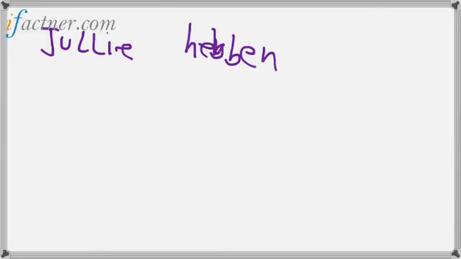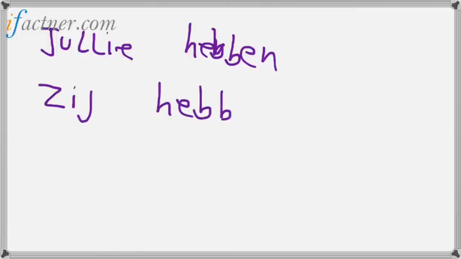And then with plurals we have Juli hebben, you people have. It's Juli haben. Sie, they haben. Sie haben. And to wir haben.